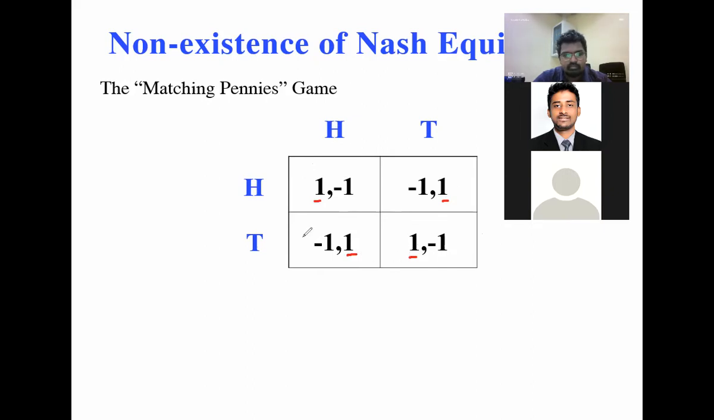So now in this game, we couldn't see any Nash equilibria. So we have situations like that as well. This is what we call non-existence of Nash equilibrium. No pure strategy Nash equilibrium.